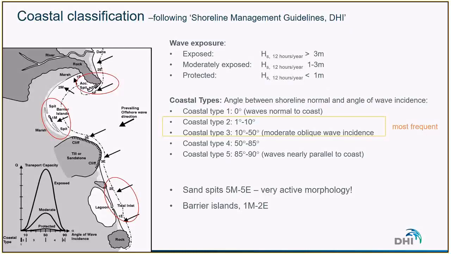Here is a schematic way of summarizing the two main parameters that we've been looking at: the wave exposure and the angle between the shoreline normal and the wave incidence. And we typically define different coastal types based on these two parameters. I will not detail all of them, but if you want to have more details about these different types of coasts, I suggest that you have a look at the Shoreline Management Guidelines book, which is available on DHI's webpage.